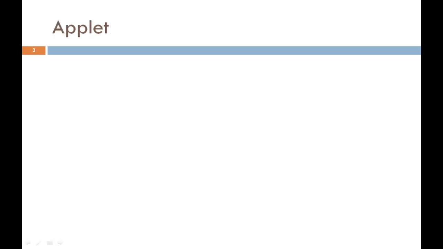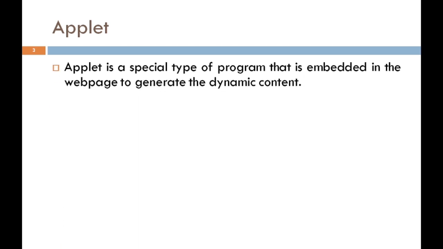Now first the definition of the applet. Applet is a special type of program that is embedded in the web page to generate the dynamic content, or we can say that an applet is a special kind of Java program that is run in a Java enabled web browser. In other words, applets are small Java applications that can be accessed on the internet server, transported over internet, and can be automatically installed and run as a part of web document.